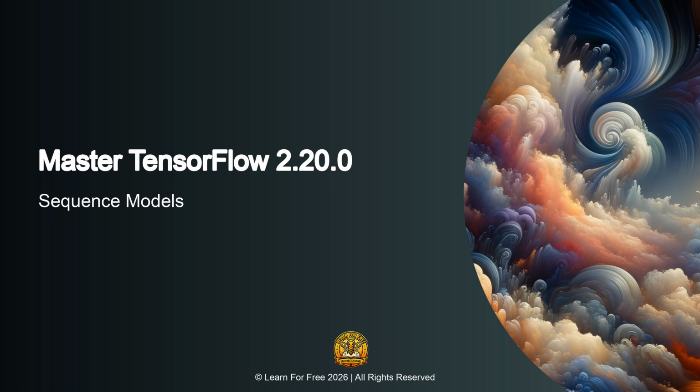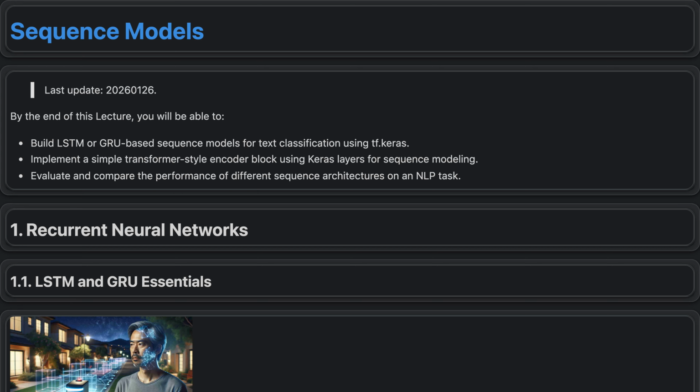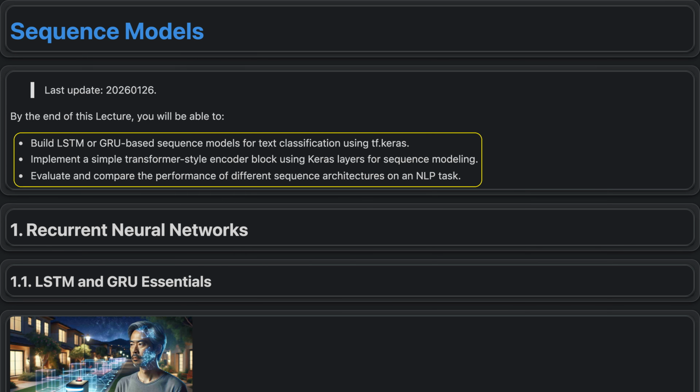Module 7, Lecture B, Sequence Models. By the end of this lecture, you will be able to build LSTM or GRU-based sequence models for text classification using tf.keras, implement a simple transformer-style encoder block using Keras layers for sequence modeling, and evaluate and compare the performance of different sequence architectures on an NLP task.